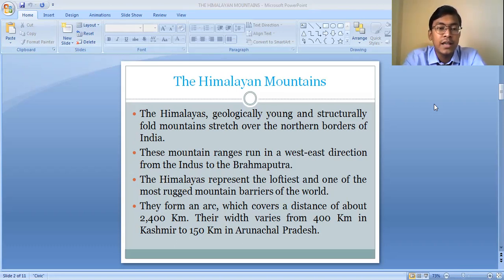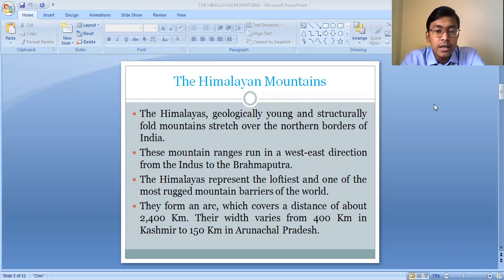It is not so old like the Peninsular Plateau, but a young landform which is structurally a fold mountain. There are different types of mountains like fold mountains, block mountains and so on, but the Himalayas are fold mountains, formed because of the crumbling of the plates and the rocks which lie in the interior.